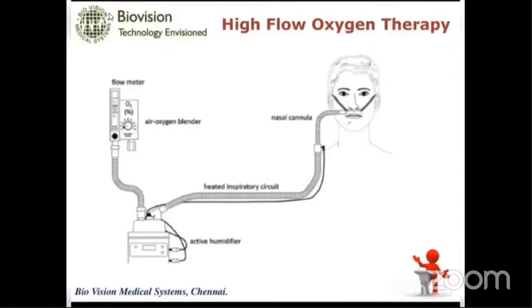The major challenge which we face in the design of high flow oxygen is that we will not be able to maintain this temperature, 32 or 34 or 37 or whatever it be. Why? Because the gas flow is very high. The flow rate is very high. At this point, I may not be able to maintain the temperature.